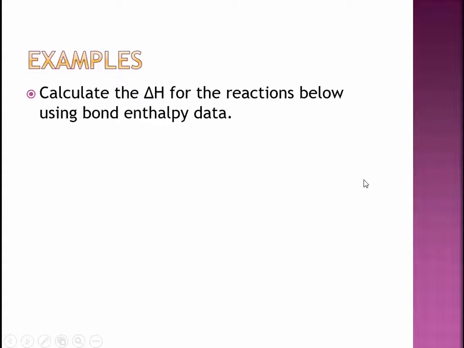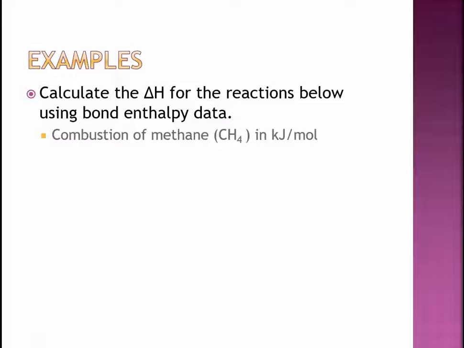So let's jump in and look at some examples. Now again, if we've done the bond enthalpy POGL, you've done some examples and some practice with this, but let's just make sure we're all on the same page and have an understanding of how to do these things. So suppose you are asked to find the delta H for the combustion of methane using bond enthalpy data. So we have a reaction there that's balanced.